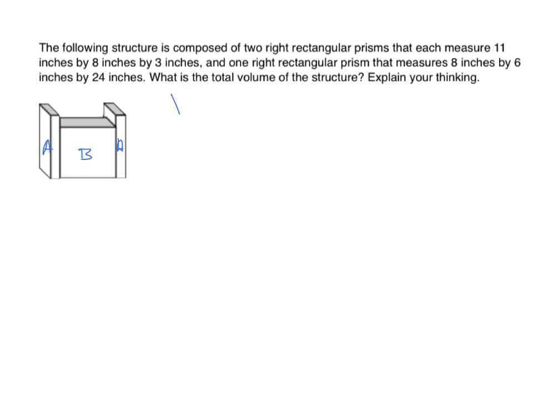So we have volume equals 11 times 8 times 3. I'm going to start by multiplying these guys here, because it's really easy to multiply by 11s. So that's 11 times 24. And 11 times 24 is 264. If you're in my class, you understand how that's easily done. Okay, then that would be inches squared.